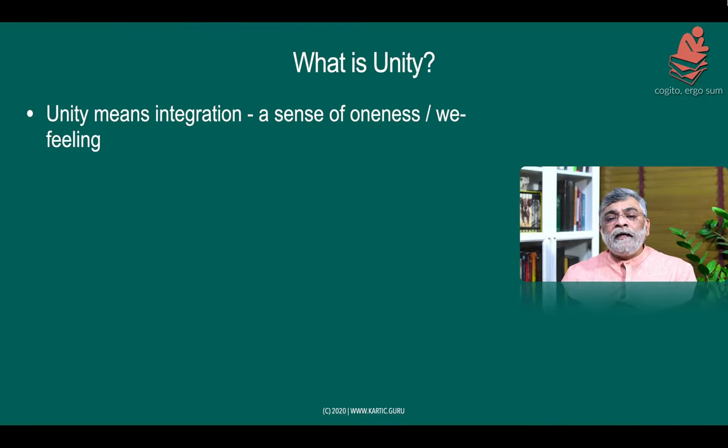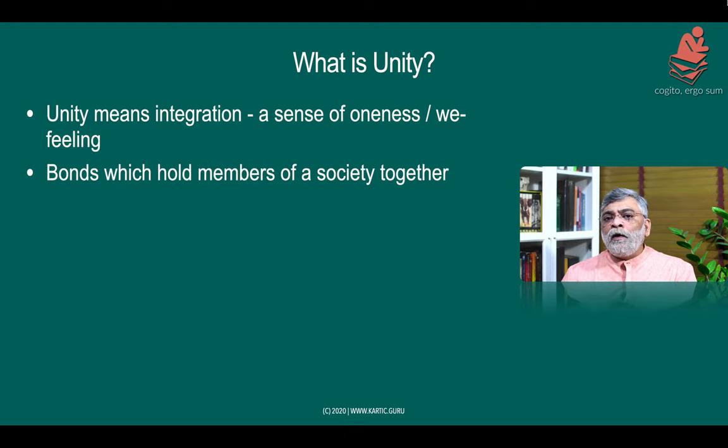Unity means integration. It is a social psychological condition, and it connotes a sense of oneness, a sense of we-feeling or we-ness. It stands for the bonds which hold the members of a society together. But there is a difference between unity and uniformity. Uniformity presupposes similarity between the people, whereas unity does not.